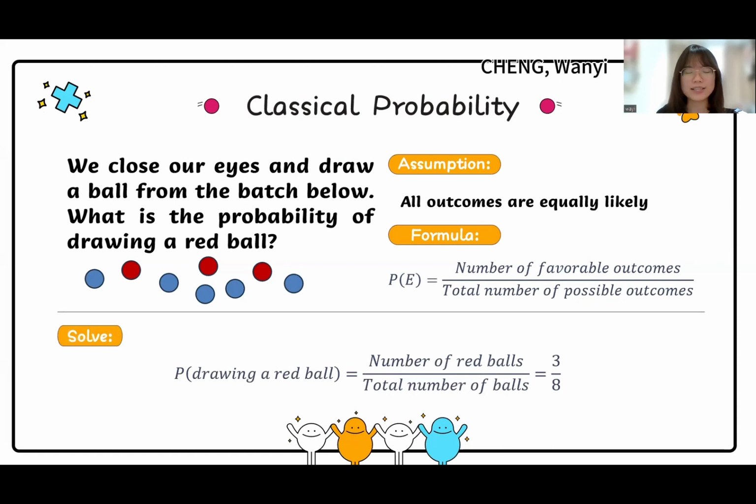Great. The result is 3 out of 8 because the number of favorable outcomes in this example is equal to number of red balls, and the total number of possible outcomes is equal to total number of balls. So the result is equal to 3 out of 8.